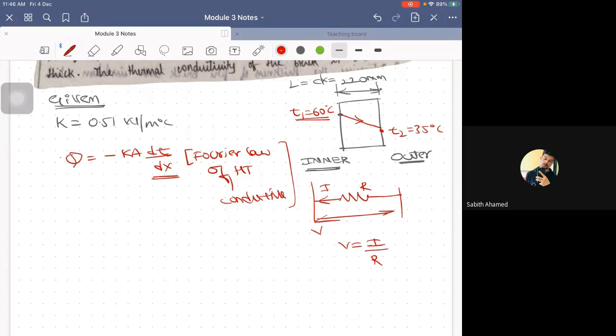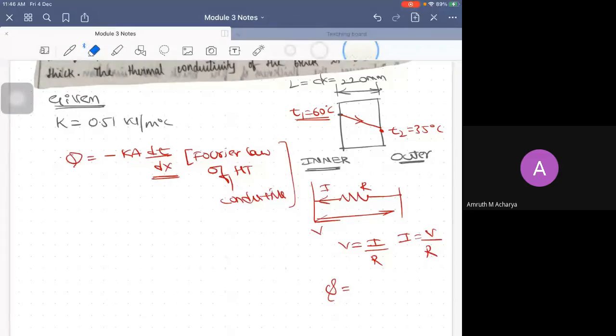Similarly, now I have something called thermal resistance here. For that, I need the amount of heat to be transferred. V is equal to I by R. Is that right? I can even write it as I is equal to V by R, right? Fine. Yes, sir.